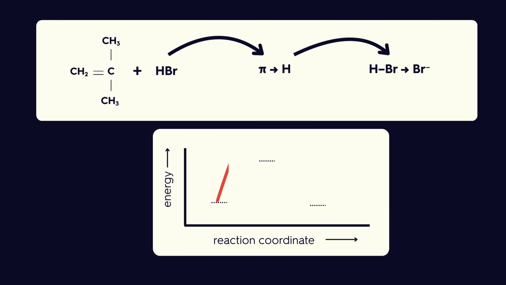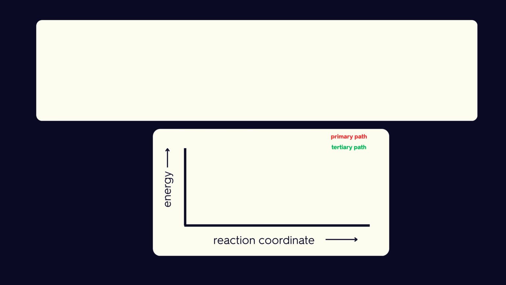Let's start the mechanism. Pi electrons form a carbon-hydrogen bond while bromide leaves. That gives a tertiary positively charged carbon, sp2 and planar. On the diagram, that's the tallest peak. Transition state 1, the rate-limiting step.